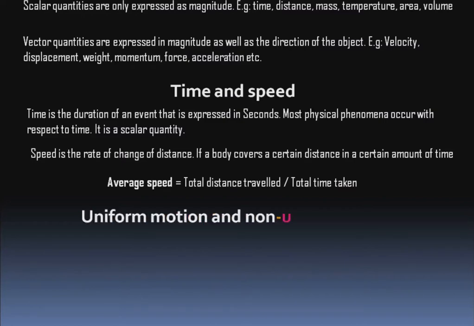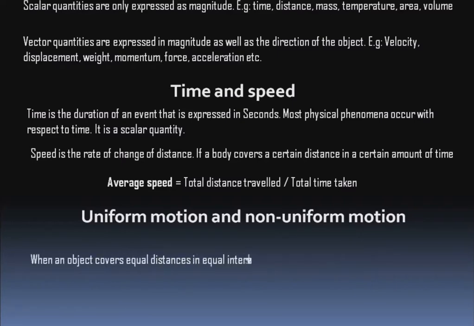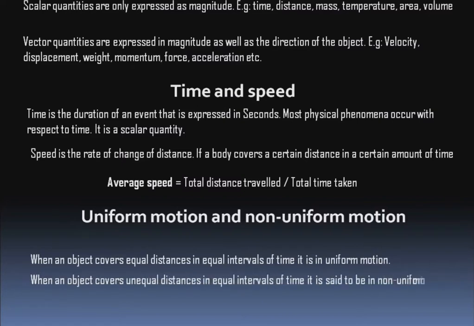Uniform motion and non-uniform motion. When an object covers equal distance in equal interval of time, it is in uniform motion. Whereas when an object covers unequal distance in equal interval of time, it is said to be non-uniform motion.